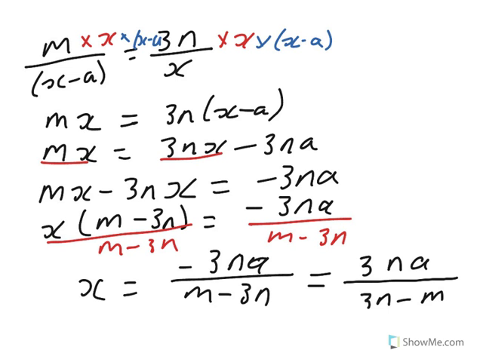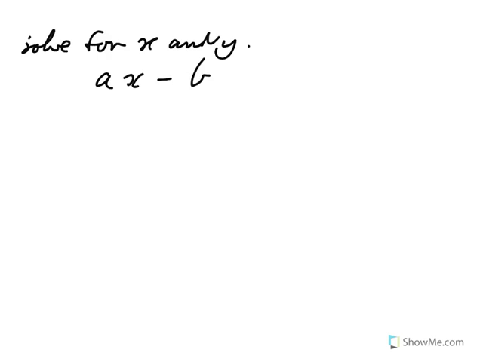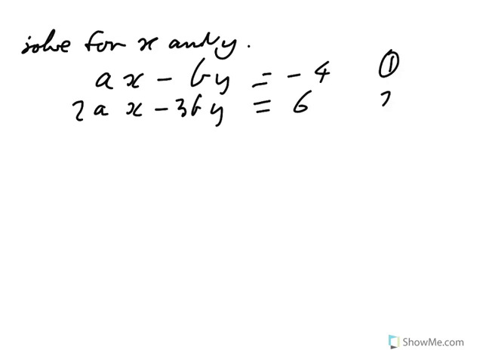Okay, so we can do this of course also with simultaneous equations. So let's have a look at, let's say, this one. So then we're going to be solving for x and y. And so we might say have ax minus by equals negative 4, and 2ax minus 3by equals 6. So there's our equations 1 and 2.